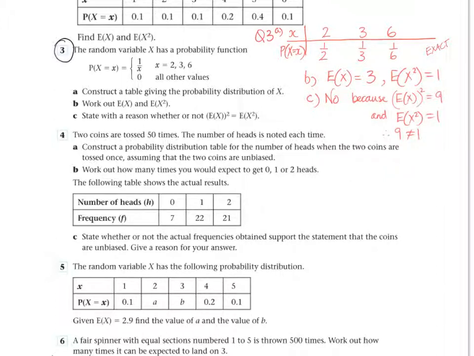Is E of x all squared equal to E of x squared? Well, they're not, because as you can see, if we take E of x and square it, we get 9, and E of x squared is equal to 1, so they're not equal to each other. Right, let's move on to the next part then.